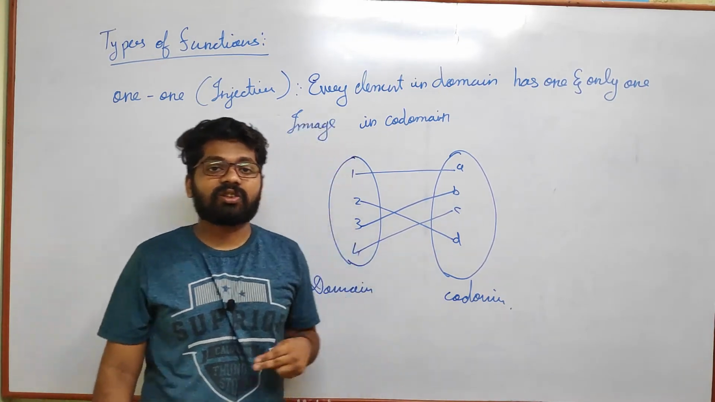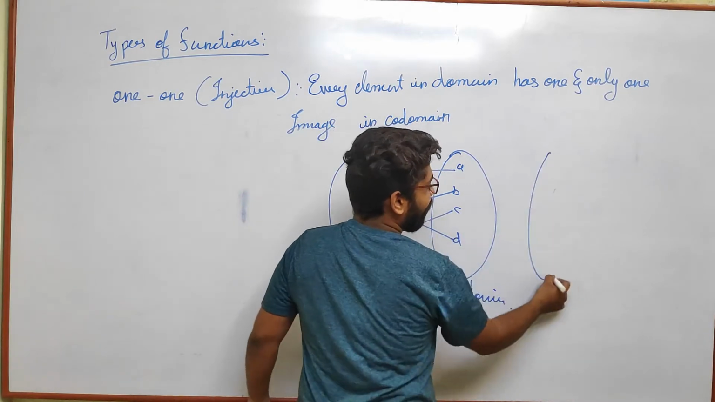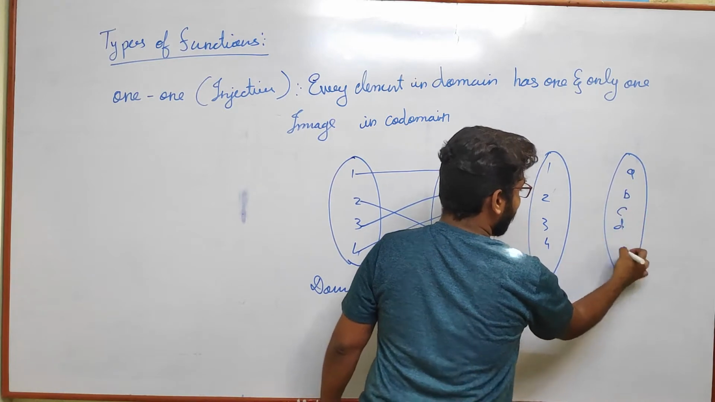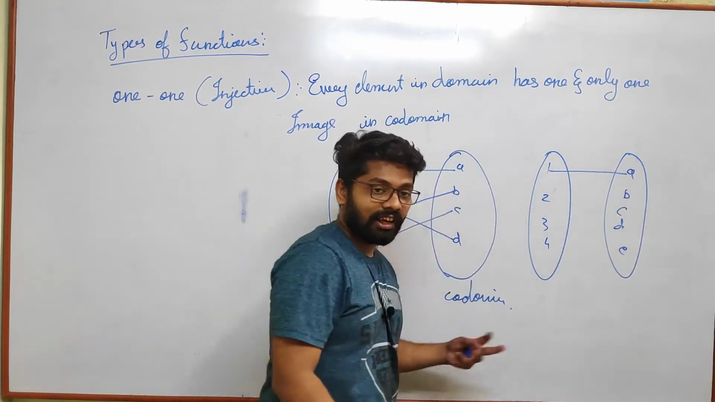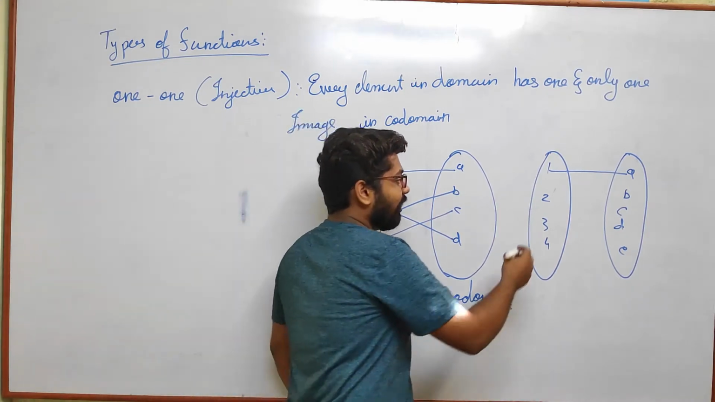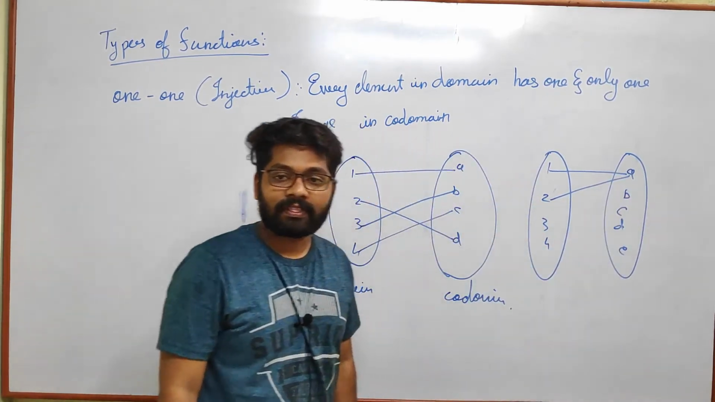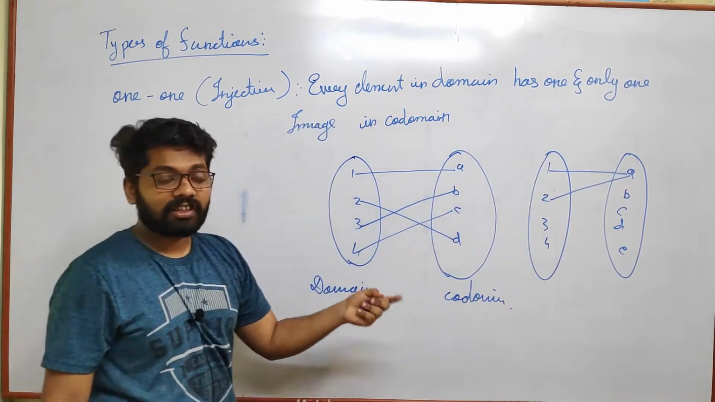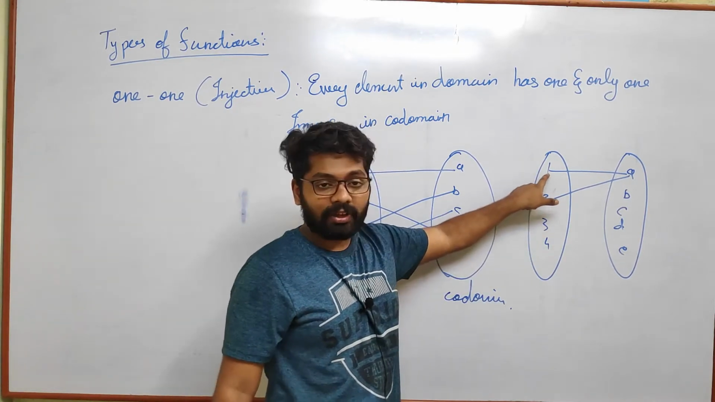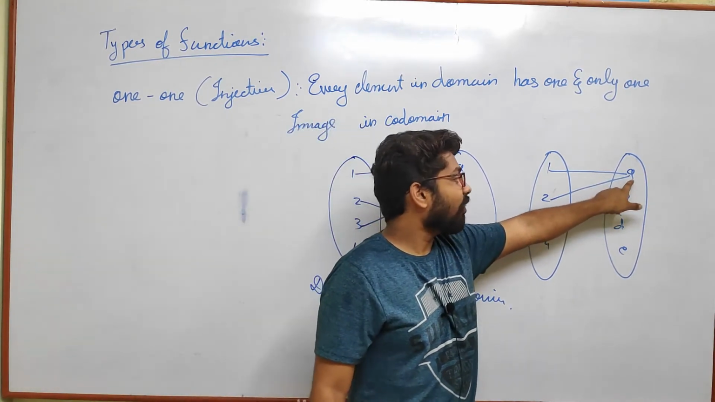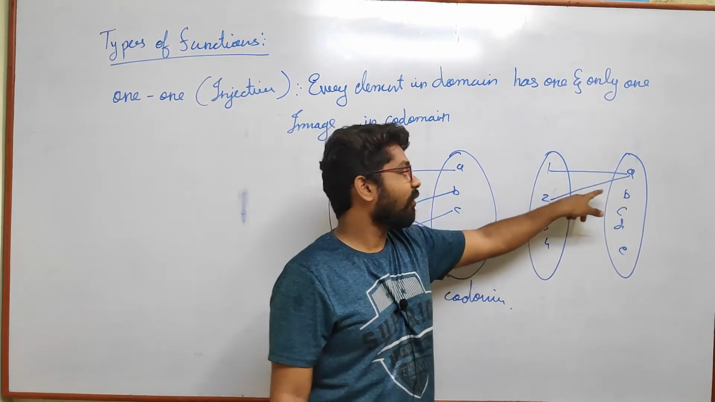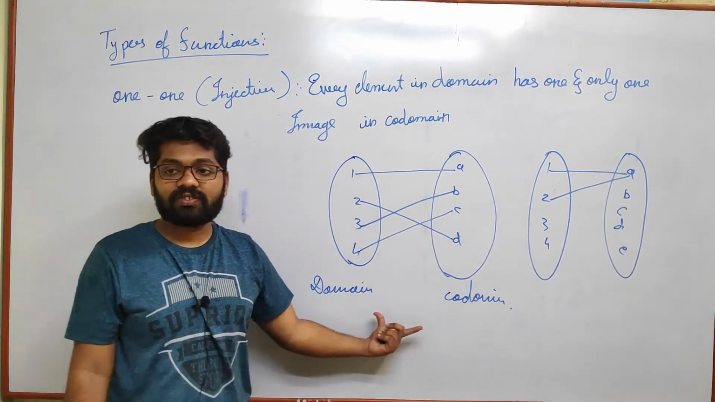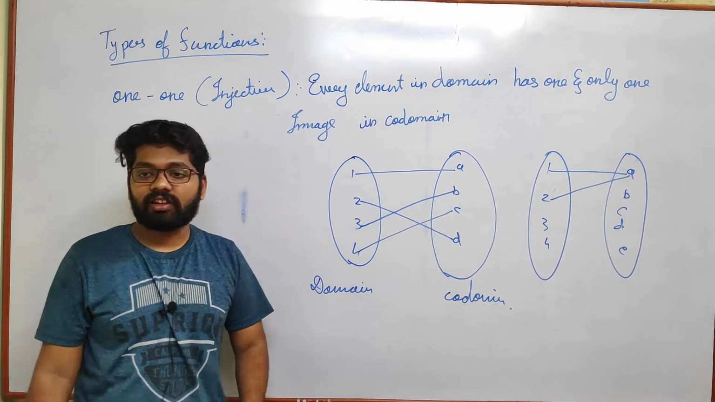When is it not one-one? Suppose you have the sets 1 2 3 and 4, and a b c d e, and 1 is mapping with a. This is still one-one. But if 2 also maps with a, then this definition fails. Every element in the domain should have one and only one image, but here two elements in the domain have the same image. Therefore this is not a one-one function. If your function is of the first kind, then it is known as a one-one function.